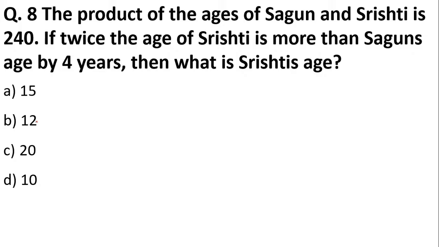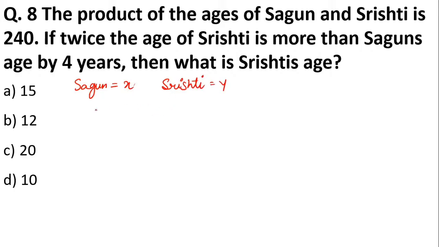So this is an age related question. These type of questions also come in the examination. These are also common questions that are asked by NTA. So for this kind of question, you have to first assume what you will call the age of Shrishti and Shagun. Okay, so first the name of Shagun was there. So I'll assume Shagun as X and Shrishti as Y. Okay, Shrishti is Y. Now let's solve this.